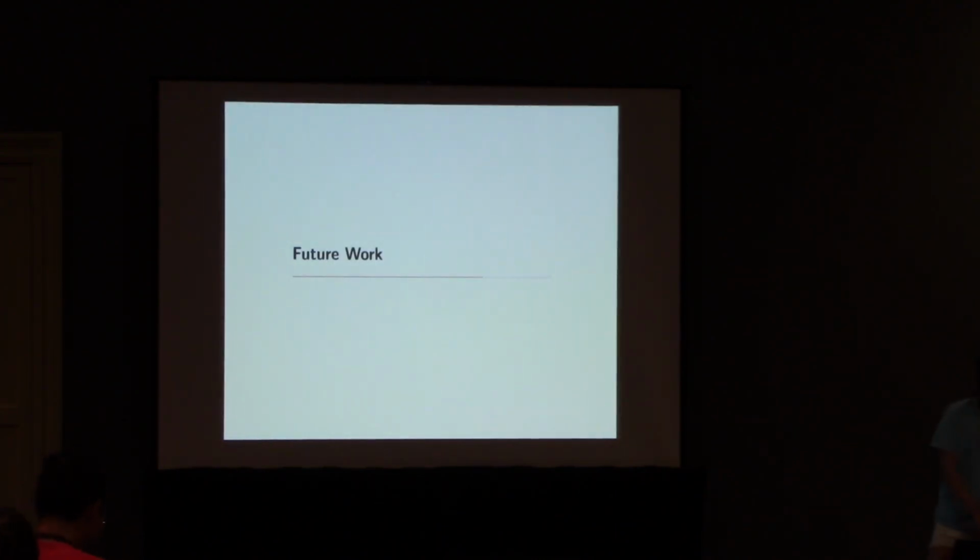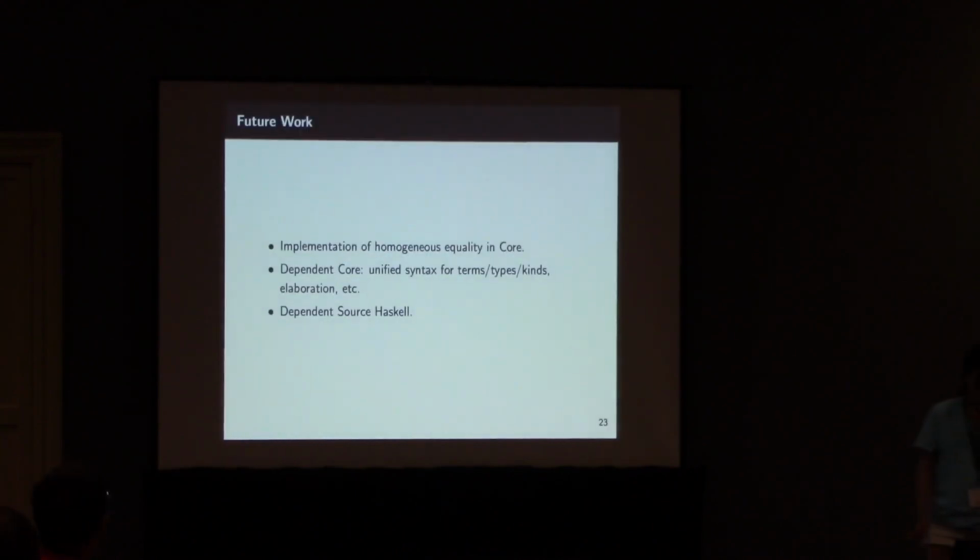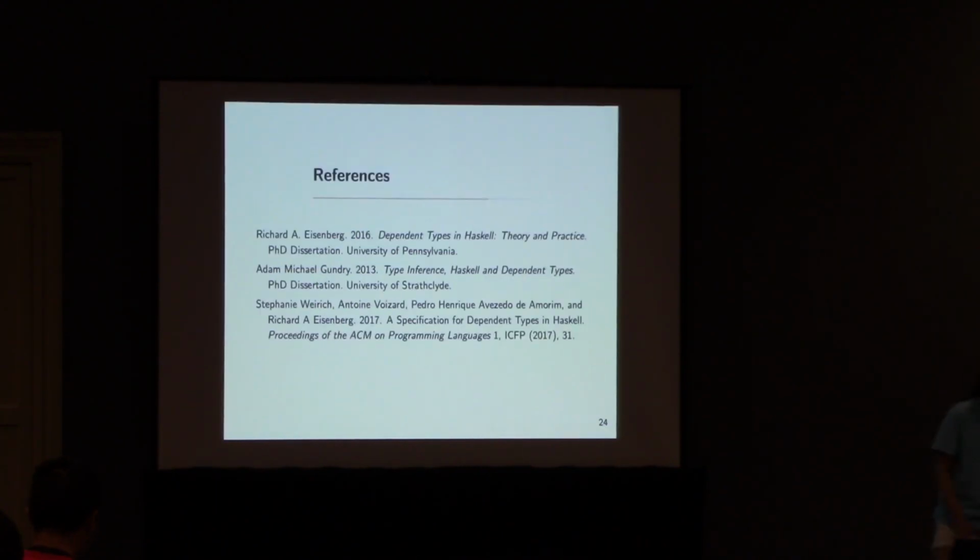Future work of this project includes implementing the homogeneous equality in Core, and then we can start to really implement dependent Core, and finally lift the dependent types into source Haskell. The references include two PhD dissertations and this ICFP paper about dependent types in Haskell.